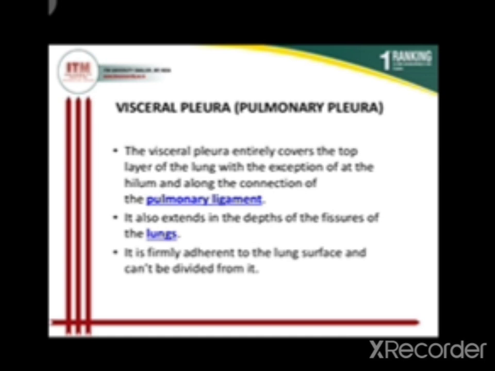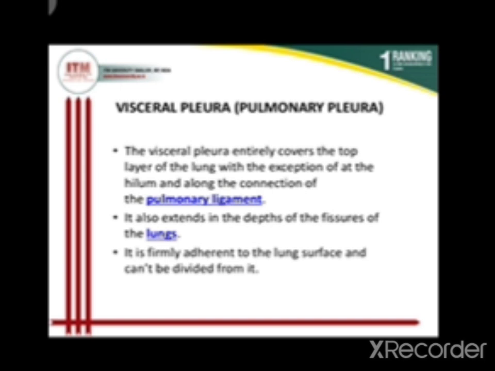Now we will deal with the visceral pleura, also called the pulmonary pleura. The visceral pleura entirely covers the top layer of the lung, with the exception of the hilum, where the various structures enter and leave the lung, and along the connection of the pulmonary ligament, where it remains absent. It also extends into the depths of the fissures of the lungs.